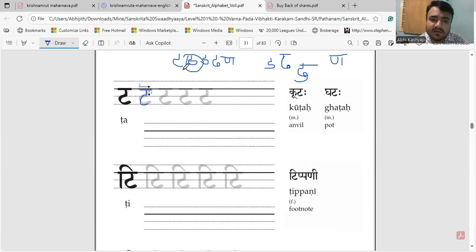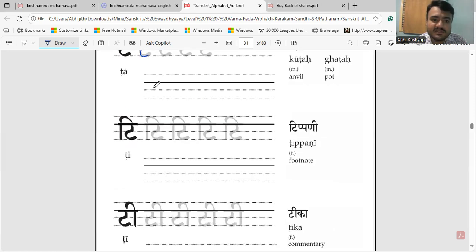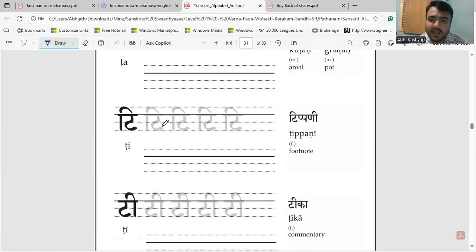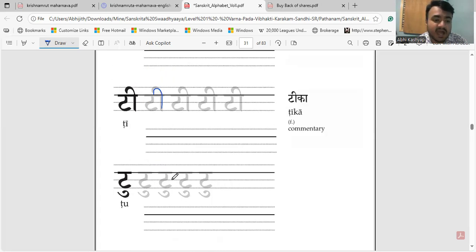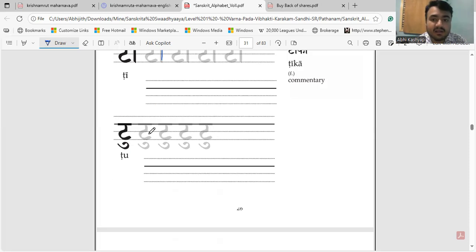All these, if I have to show them without swara, I have to put a line over here. When I add these particular swaras to it, then what happens? It becomes ta. This is with hraswa a. Hraswa e, it is ti. Tippani. If I want to make it dirgha e, it comes on the left side. Tika. Ka also has a dirgha. Then ukara, it is tu.